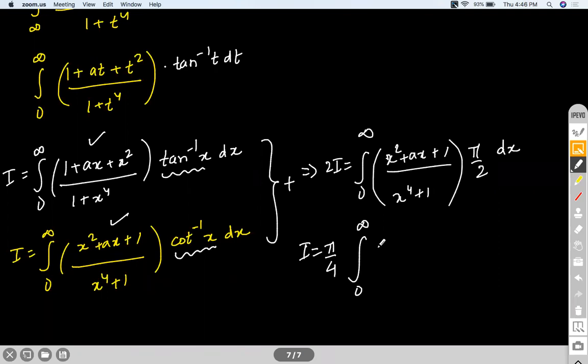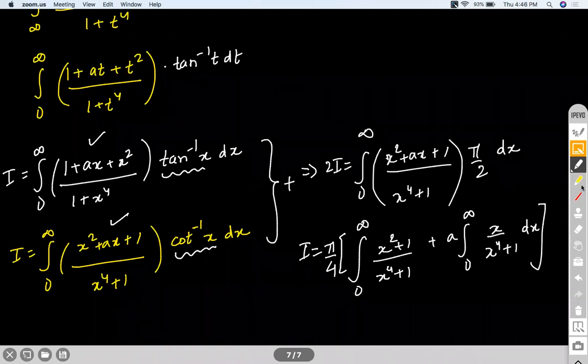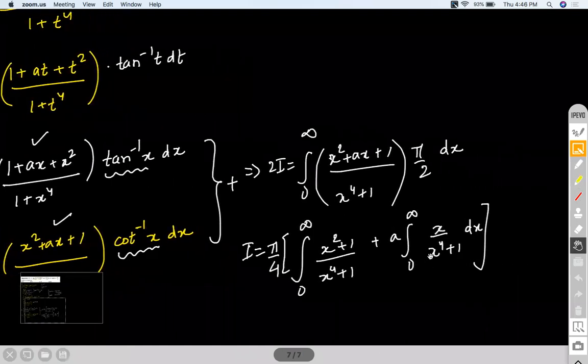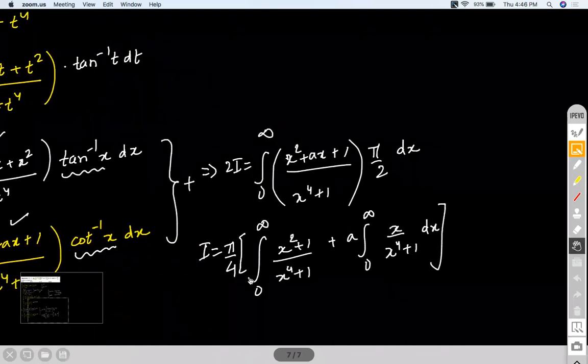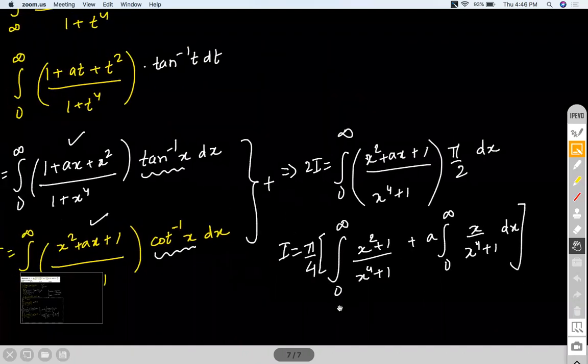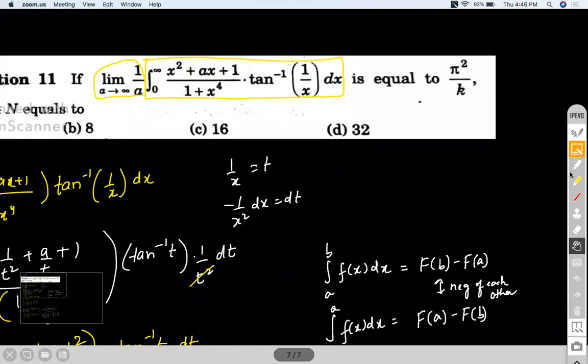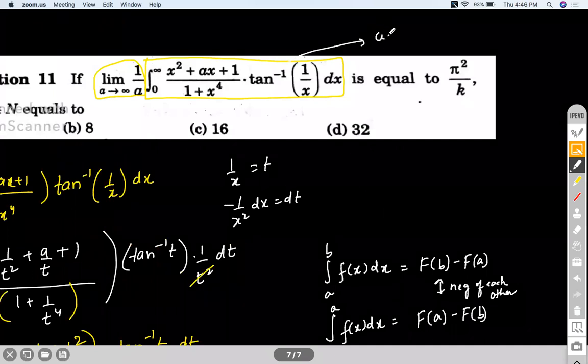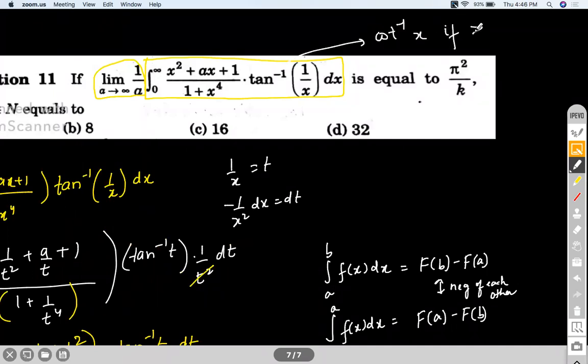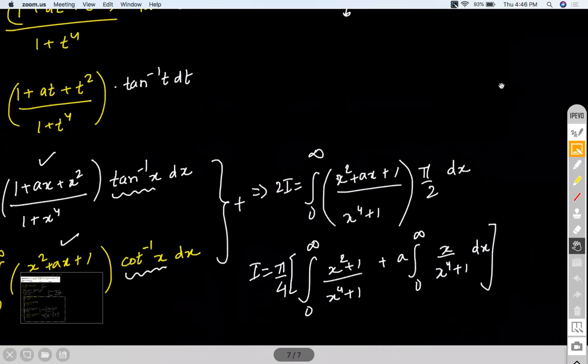Now what I'm going to do is separate out x square plus 1 by x to the power 4 plus 1, and separate out x by x to the power 4 plus 1. How did the tan inverse x become cot inverse x? No. In the original question, there was tan inverse 1 by x, correct? Tan inverse 1 by x is cot inverse x if x is positive. That's what I did, and I added both the I's.